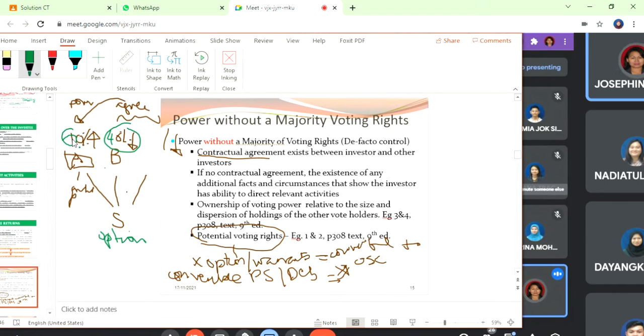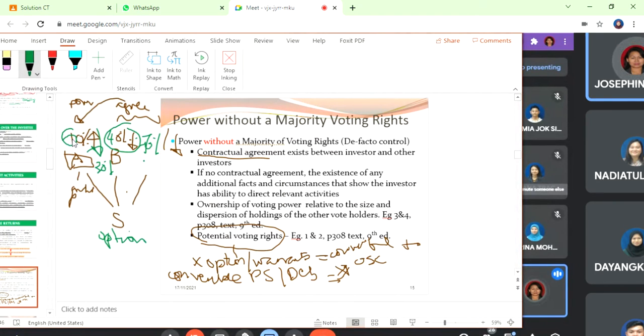So if E exercises the option, then this one will reduce by half, so it will become 50%, and this one will now become 70%. Currently, exercising the option is not economically beneficial, and the current investor is exercising the rights and actively directing the relevant activities of the investee. So E will not exercise the option because it would not normally do so. Then of course A will have control.